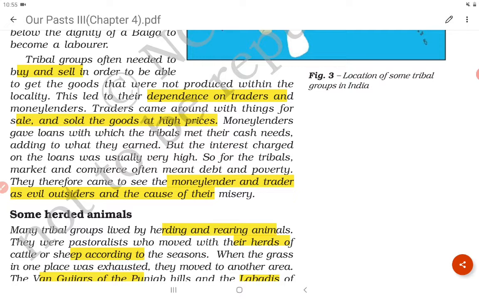Traders came around with things for sale and sold the goods at high prices. Moneylenders gave loans with which the tribals met their cash needs, adding to what they earned. But the interest charged on the loans was usually very high. So, for the tribals, market and commerce often meant debt and poverty. They therefore came to see the moneylender and trader as evil outsiders and the cause of their misery.